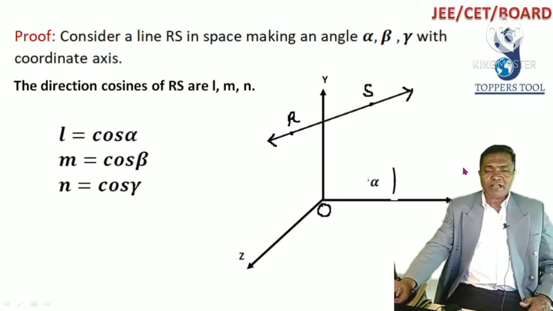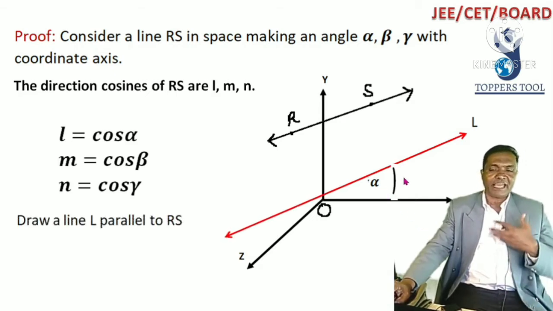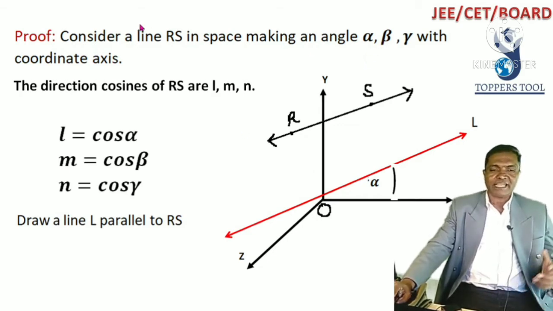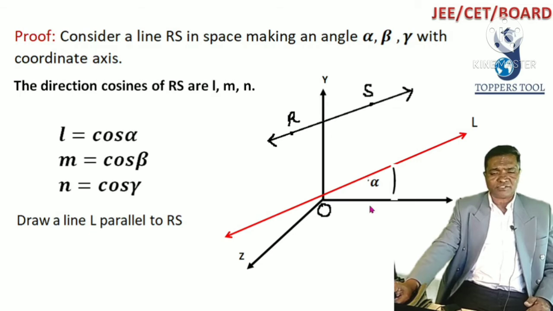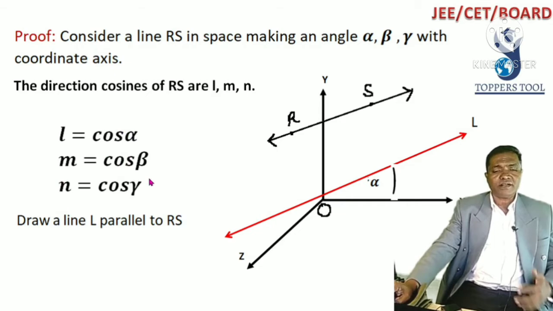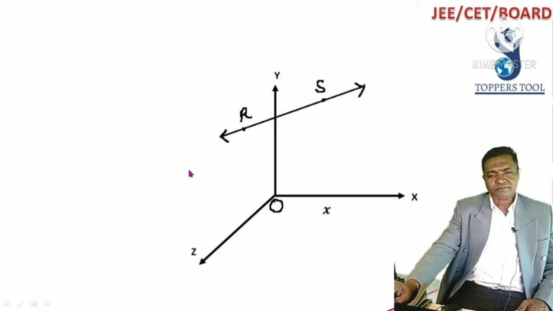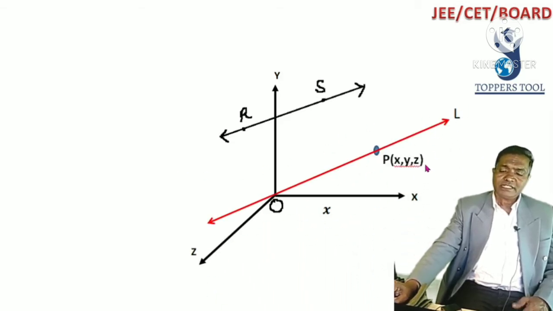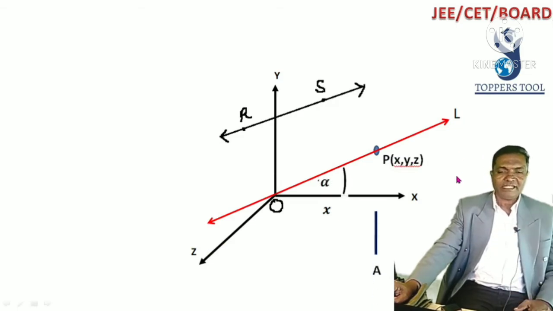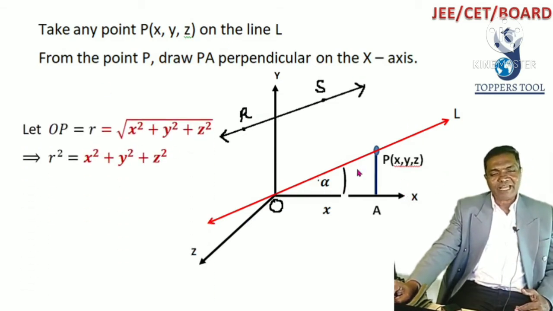So let's understand the concept. Now here we have drawn a line L parallel to x axis, and alpha is the angle between L and x axis, as we have taken alpha as the angle between RS and x axis. Now L, M, N are direction cosines, so L is equal to cos alpha, M is cos beta, N is cos gamma. Now see here, take any point P on the line L and draw PA perpendicular to X axis. Now what will happen here?